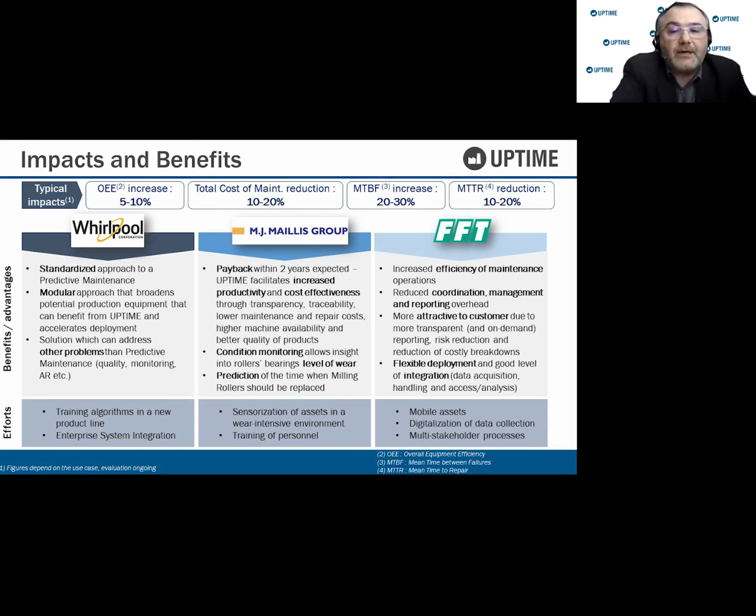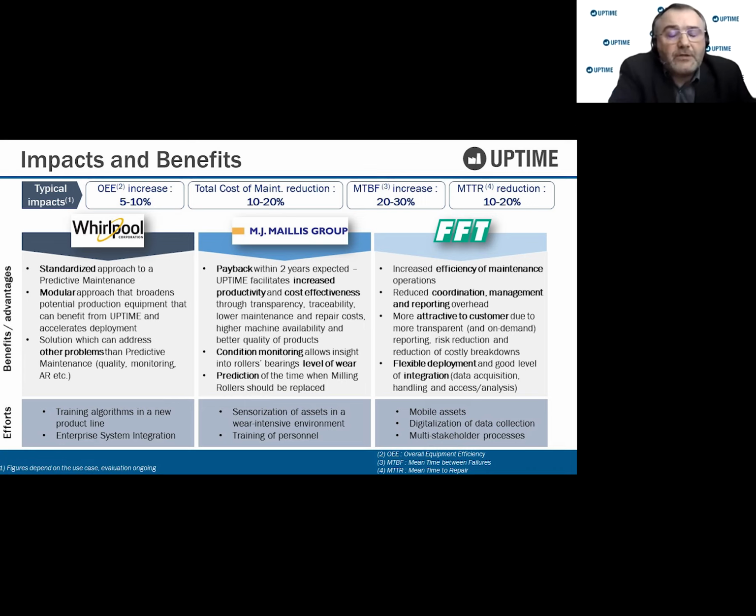So they'll be able to scale it up and across different factories and assets. And another great benefit that Whirlpool has identified is that the solution can also address problems beyond predictive maintenance, talking about production quality, monitoring, augmented reality, and so on.